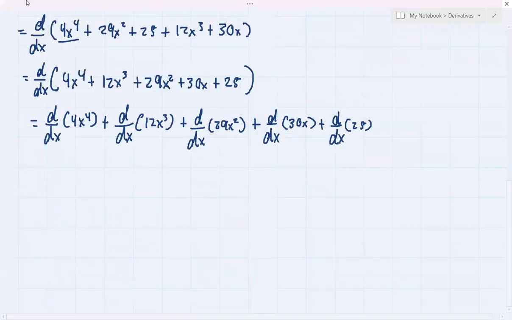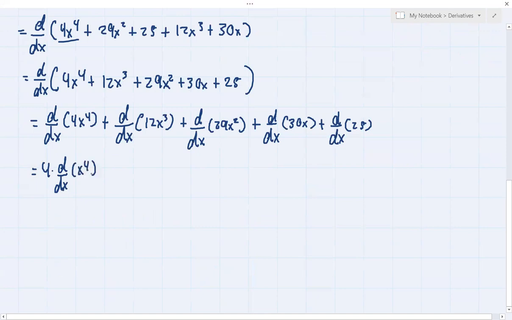Okay? So that's it. So na yun, sa first term, meron tayong constant at algebraic na function. So we will have 4 times the derivative of the algebraic function na si x raised to 4. Ganon din sa second term, meron tayong constant at algebraic function. So we will have 12 times the derivative of x cubed. Okay? Then next, ganon din sa third term, magiging 29 times the derivative of x squared.